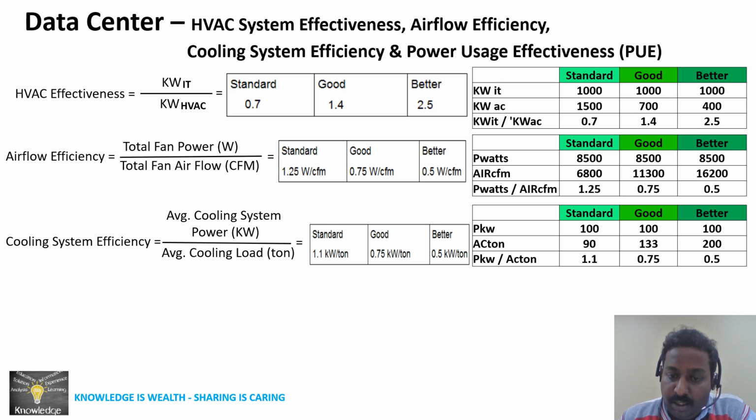The HVAC system consuming 100 kilowatt to deliver 90 tonnage gives an IKW of 1.1. Most of our air cooled chillers and HVAC systems are like this. Consuming the same 100 kilowatt and delivering 133 tonnage of cooling, that is 0.75, so our HVAC systems are working in a good range. And if the same 100 kilowatt delivers 200 tonnage of cooling, then it is 0.5 kilowatt per ton. That is a very good and better range, a very energy optimized stage of cooling system efficiency.